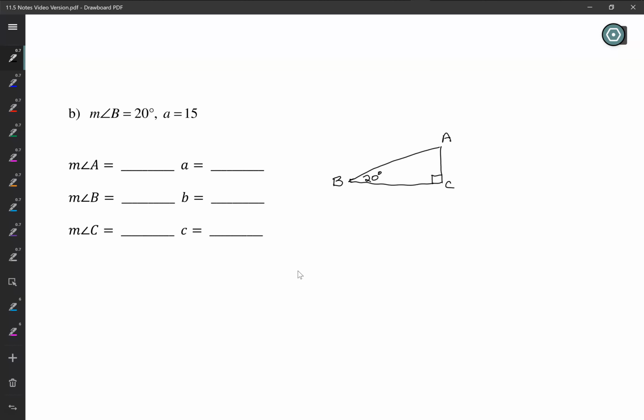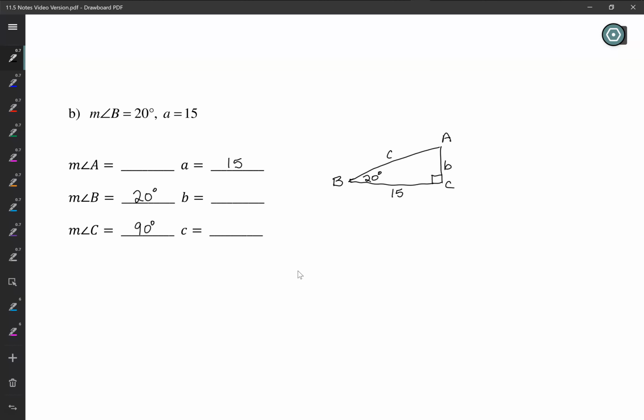And I'm told that little a is 15. So across from angle A, here's little a, that's 15. Across from angle B is little b, and across from angle C is little c. So filling in what I know, the measure of angle B is 20 degrees, the measure of angle C is 90 degrees, and little a is 15.